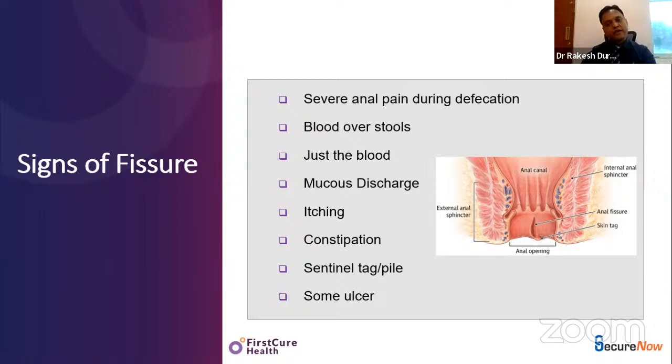So there is a severe acute pain while passing the stool. In our old books of surgery, it is written that the patient goes to the toilet with a couple of beers in hand, so as to. So that is a problem.